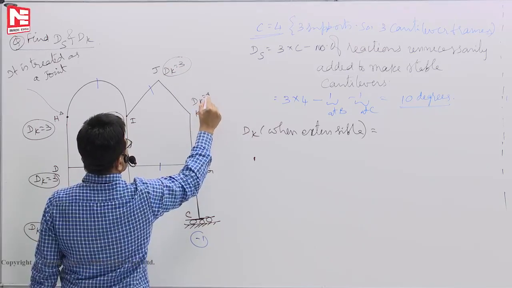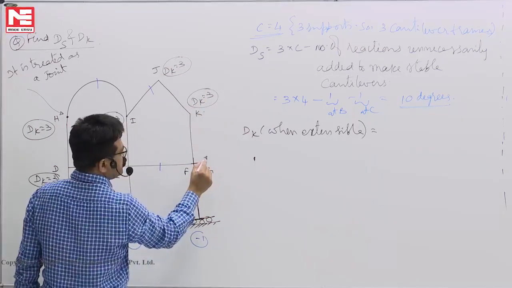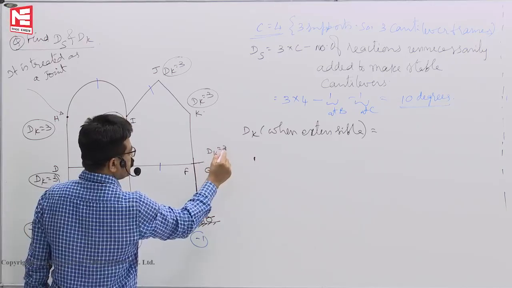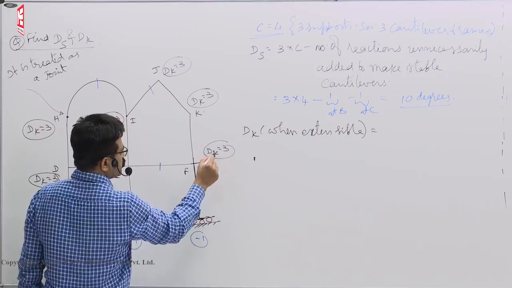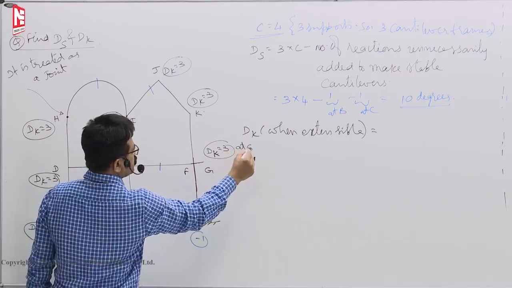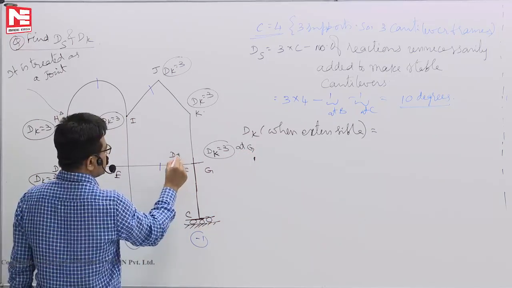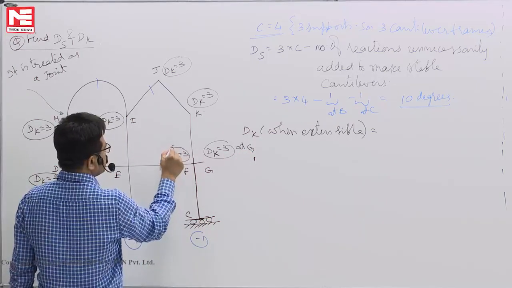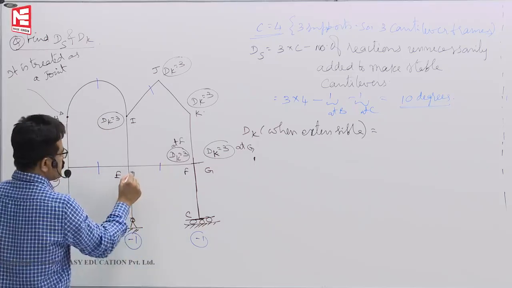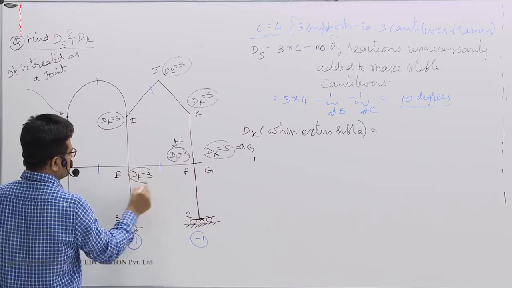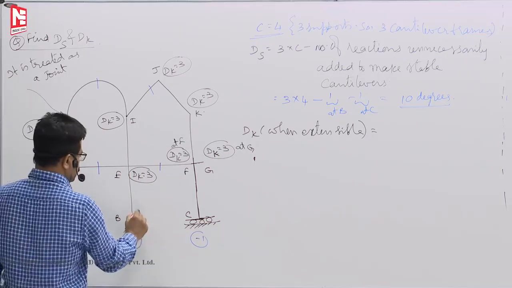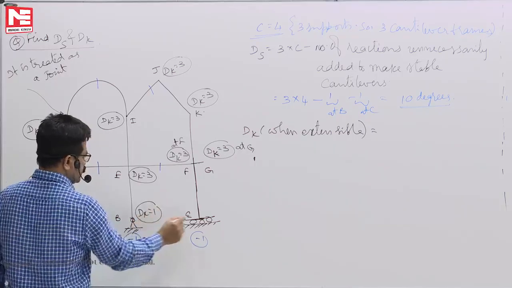K, dk is 3. G you have to take it as a joint. Dk is 3. 3 at G. This is dk at 3. This is at F, dk is 3. Here dk is 1. Here dk is 1.